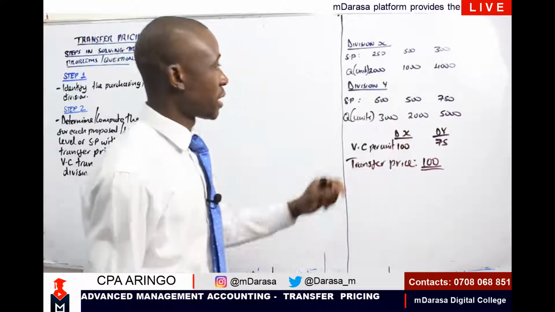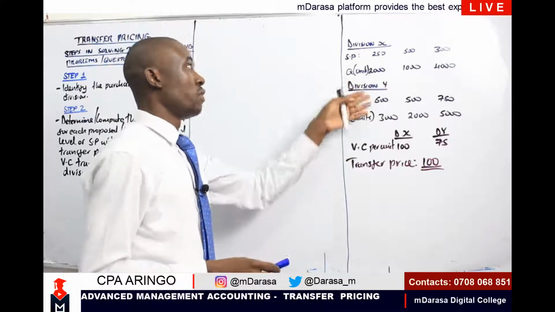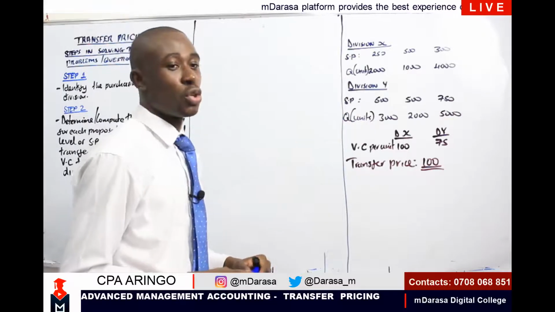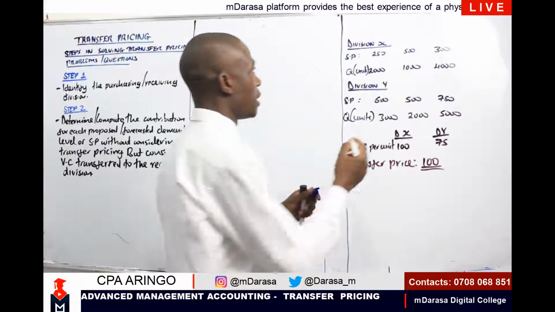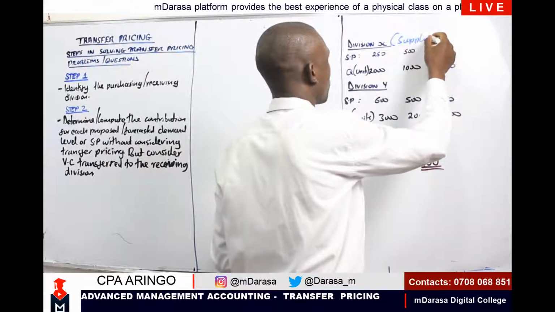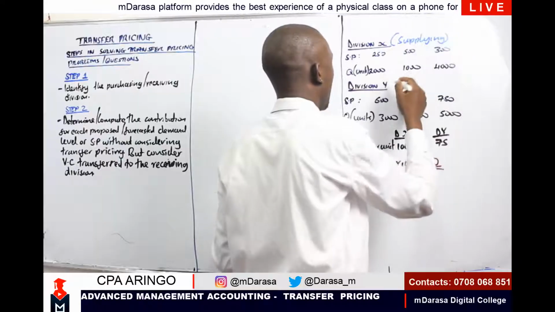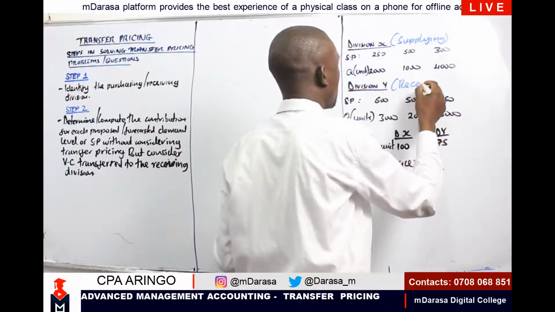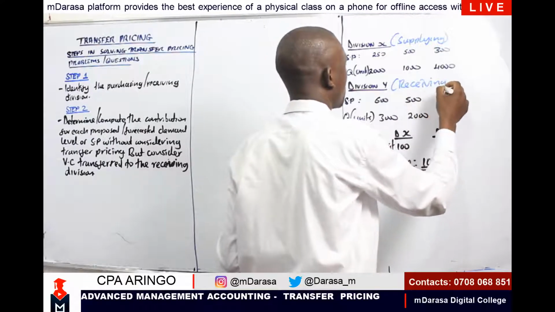Take for example this case, my good students. I'm having two divisions here, division X and division Y. Assuming that division X is a supplying division, and Y is the receiving division.